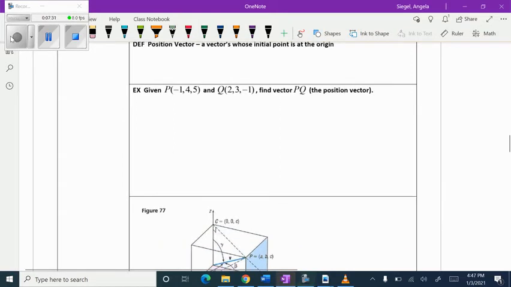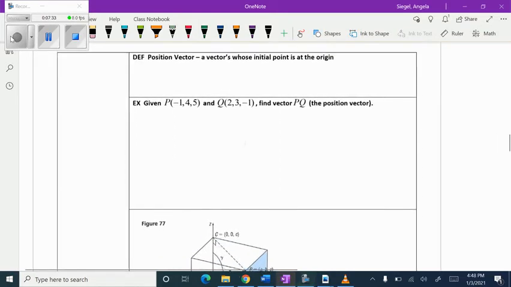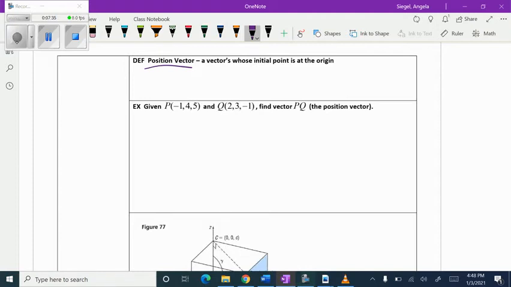Okay, so for this next example, we're going to talk about the position vector. We had this also in 2D space. So we were trying to find vector PQ. What I told you to do is take Q minus P. And we're going to do the same thing. So 2 minus negative 1 is 3.